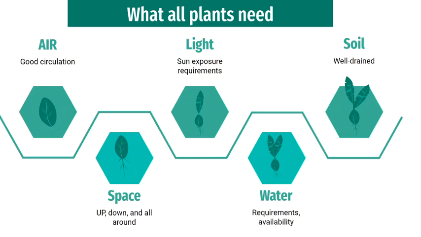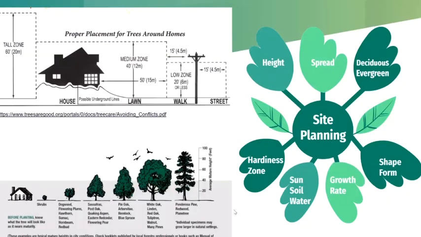So we're going to look at the height, the spread, is it deciduous or evergreen? Because that'll make a difference in how you plan as well. Are the different shapes and forms going to give you more of what you're looking for? For example, a columnar type arborvitae instead of a big bushy plant. How fast does it grow? Do you have the exposure, the sun, soil, and water for it? And is the hardiness zone correct?